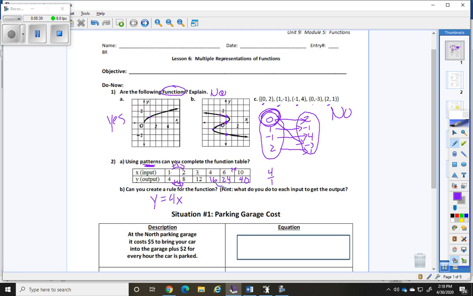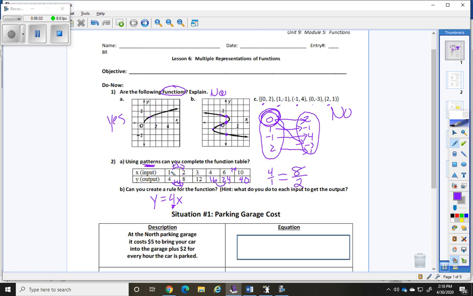If I were to look at this rate of change right here, from 16 to 24, it's going up by 8. But from 4 to 6, it's going up by 2. So guess what? It is the same rate of change. 4 over 1 is the same thing as 8 over 2. It's still a rate of change of 4. Right? And if I plug in these numbers into what I think my rule is, it works.